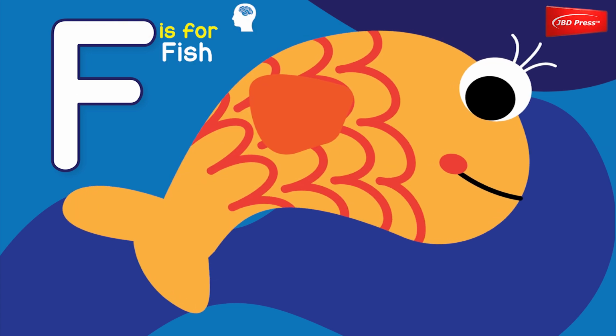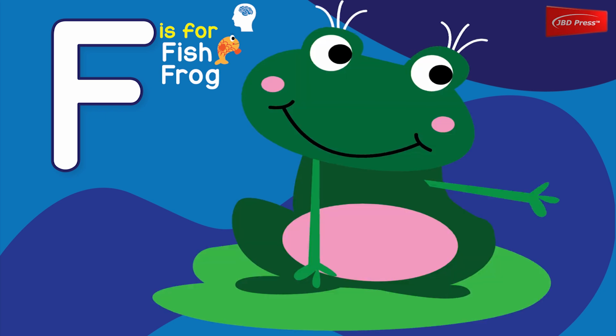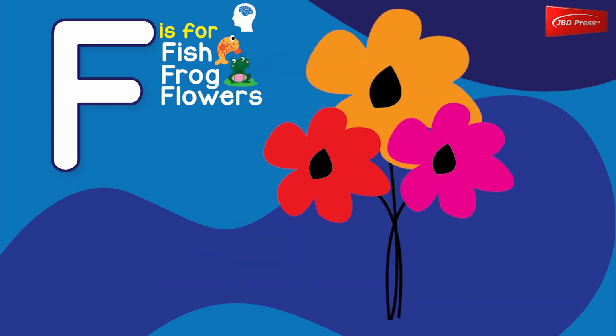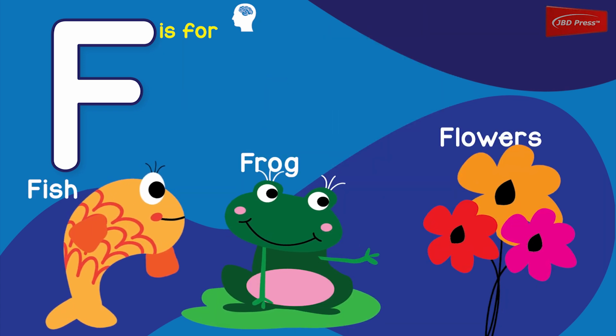The sound of F is F. F, F. F is for fish. F is for frog. F is for flowers. Fish, frog, flowers.